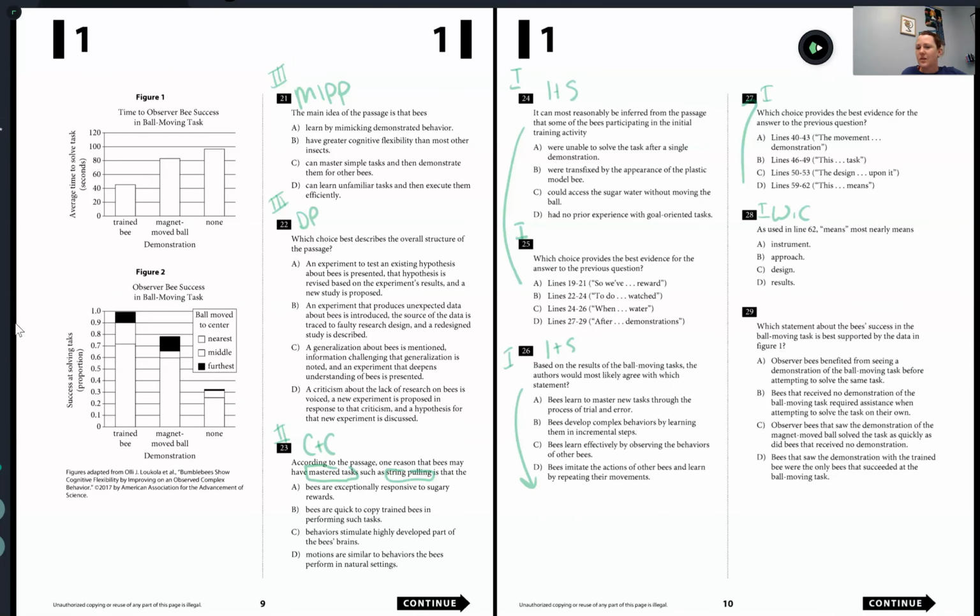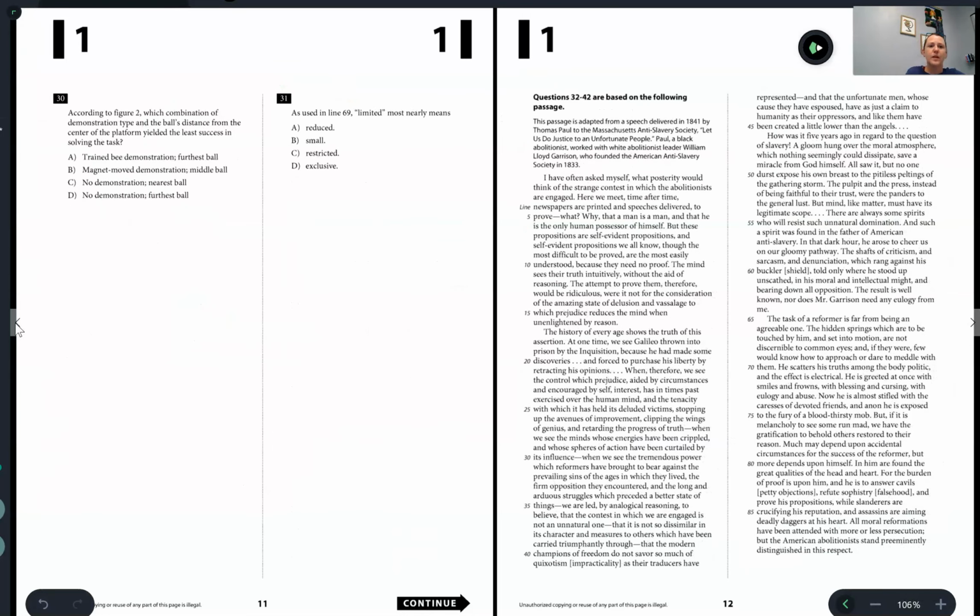Number 29, which statement? And this is a figure question, so this is a graph. It's supported by the data, so this is just a tier 1 graph question, so you could go ahead and answer that one if you were doing an eject cord method. According to figure 2, so another graph. Which combination of demonstration type and the ball distance from the center of the platform yielded the least success? So again, a tier 1.